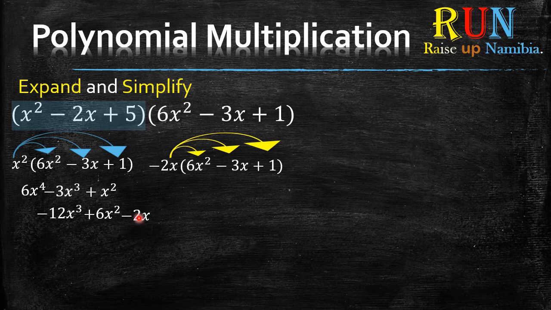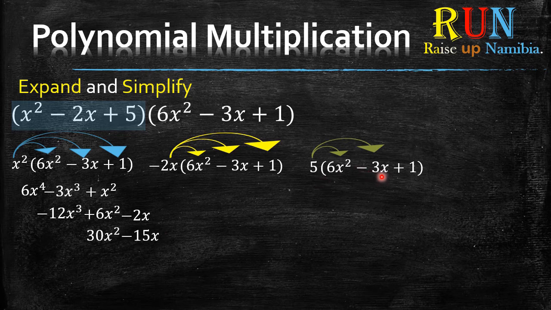Okay? From there we go to the third term, which is the positive 5. And then we multiply it with everything in this bracket. So 5 multiplied by 6x squared will give us 30x squared. Now because it's x squared, we align it under its like terms. And then 5 multiplied by negative 3x will give us negative 15x. We also align it with its like term. And then 5 multiplied by 1 will give us a positive 5. So positive 5 doesn't have like terms, so we just place it here. We draw our line and we bring out our addition sign.